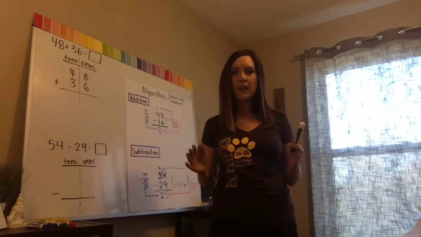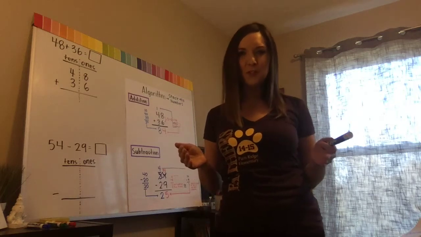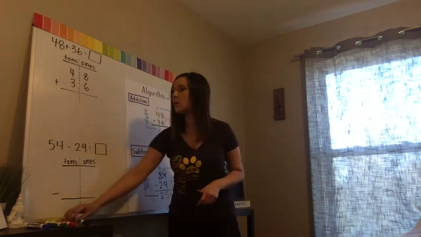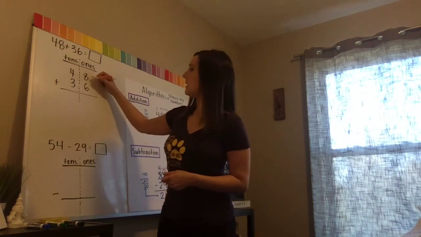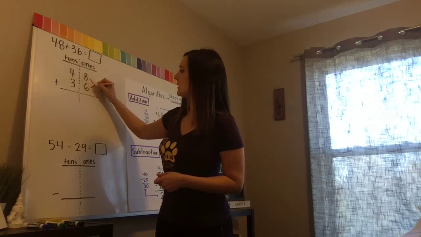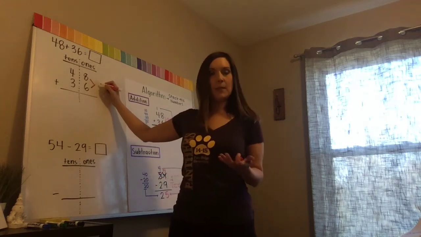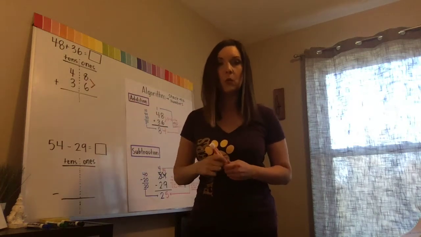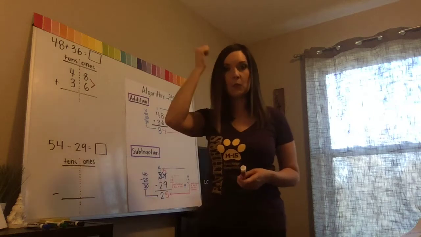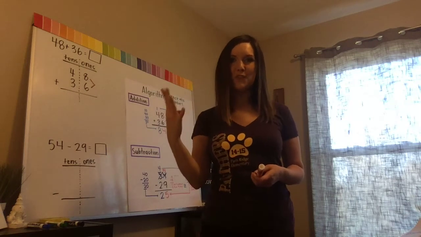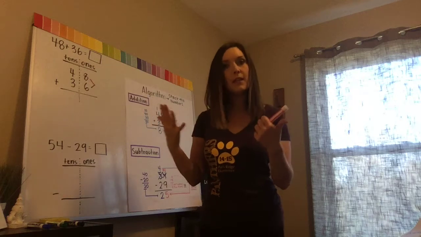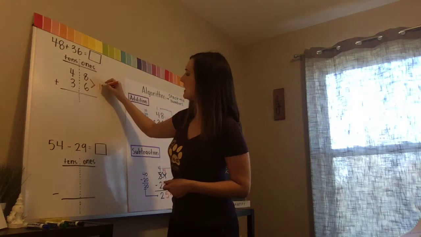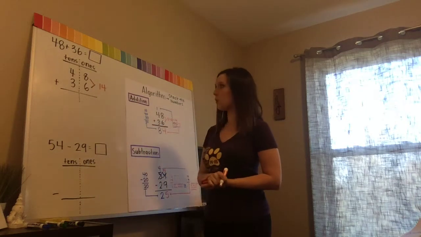That is a very important clue that you need to use when you're using the algorithm strategy, is that we always add our ones first. So when I look at my ones column and I see 8 and 6, I know in a snap 8 and 6 is 14. If you don't know the math fact 8 and 6, you can always hold on to 8 in your head and count up 6 more. 8, 9, 10, 11, 12, 13, 14. And that strategy works too. 8 and 6 together gives us a total of 14.